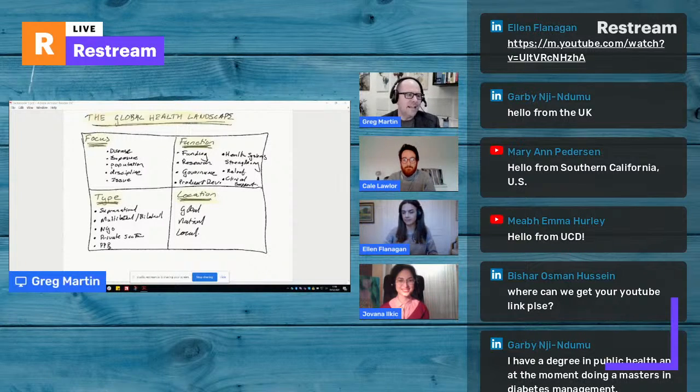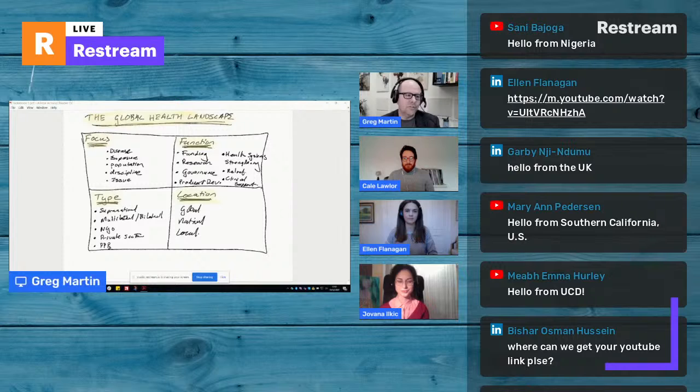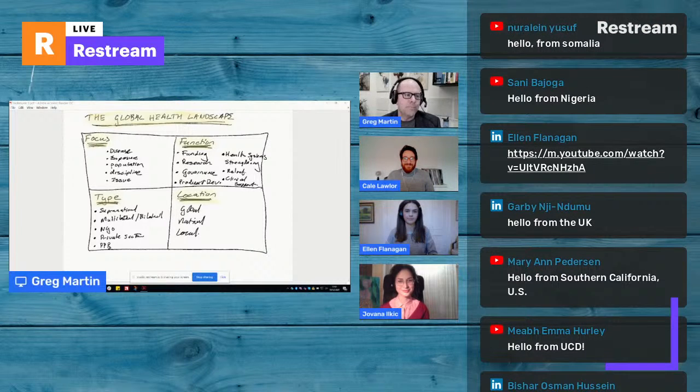Right, that's focus, function, type. Now we're talking about, and this is kind of interesting. It's just a way of like breaking things down. We've got supranational, multilateral, bilateral, NGOs, private sector, and PPPs. Let me just explain what I mean by those things.